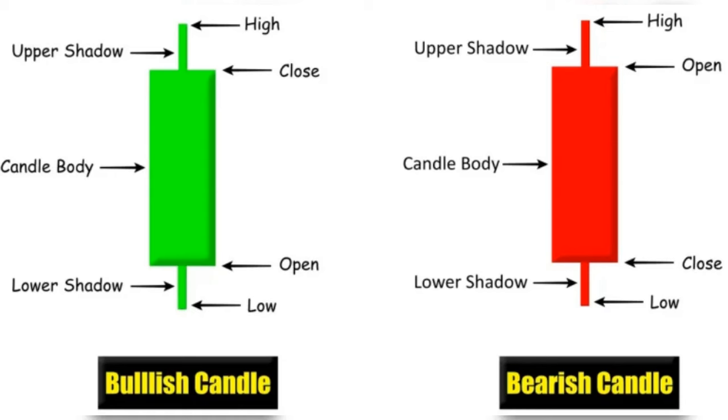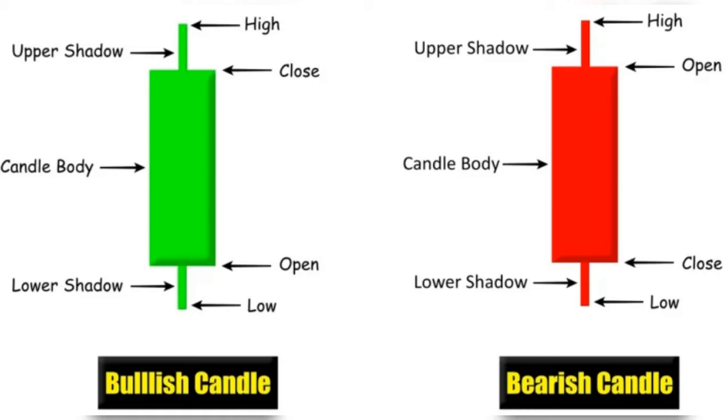Candlestick length. The length of the entire candlestick, including the real body and shadows, provides insights into the overall price volatility during that specific period. Longer candlesticks suggest greater price volatility, while shorter ones imply relatively stable price movements.